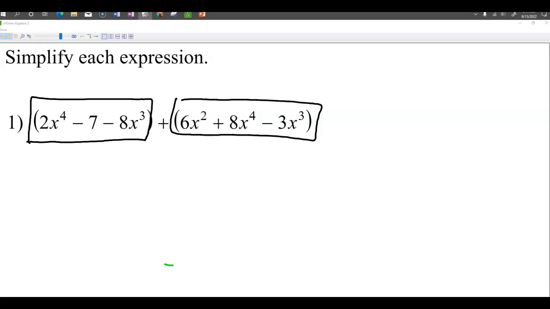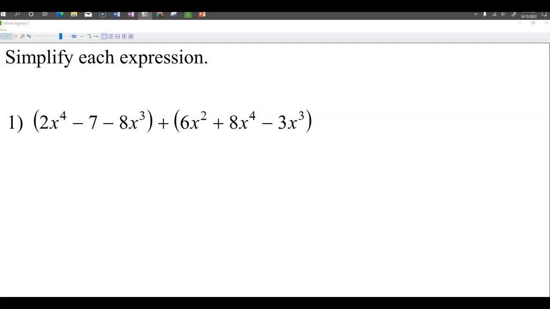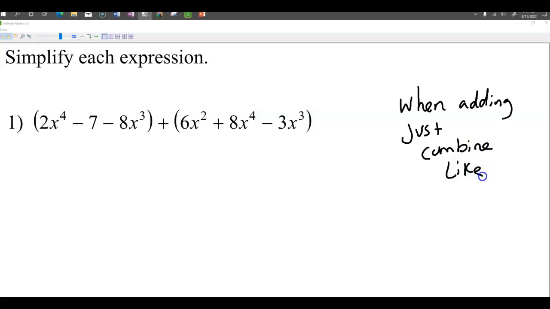I'll write that little note on the side, and maybe you want to as well: when adding, just combine like terms. But remember, combine like terms means something. That means you have to find out which ones are like terms, and then when you combine them, you just add or subtract their coefficients, but you don't change the variables.